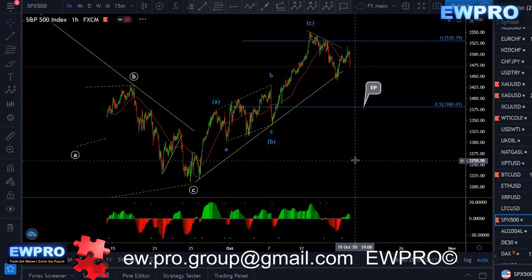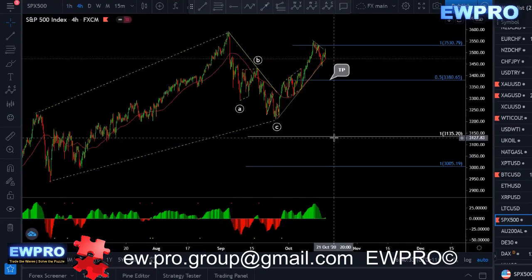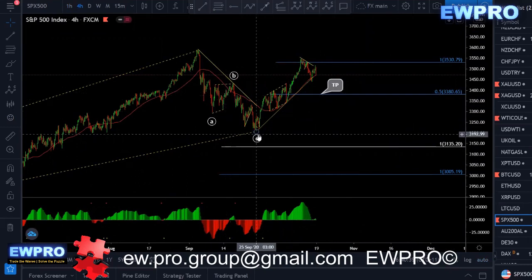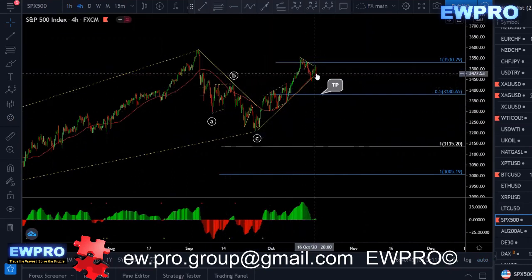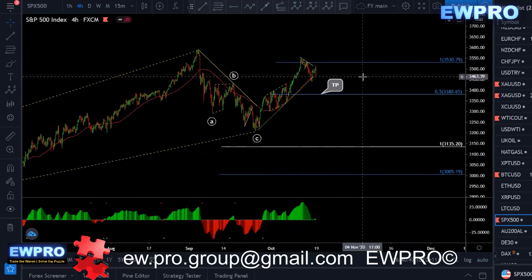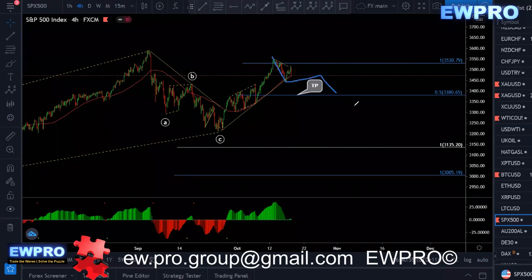SPX. So H4, we got the C down. We got an impulse up. To buy it, I'd only be waiting for the larger correction. So whatever happens in here, I'd be waiting for the larger correction before I look for the buy. For the A, B, and the C.